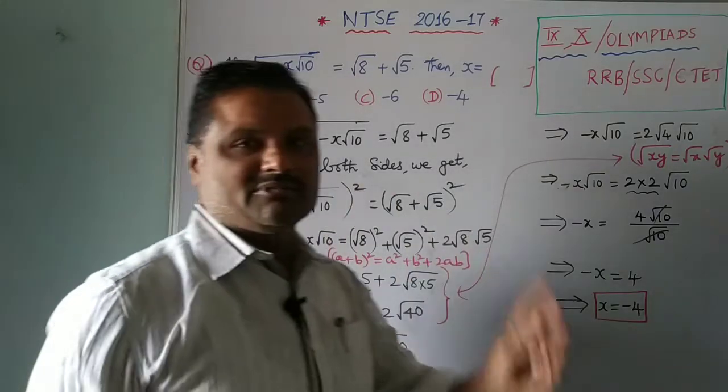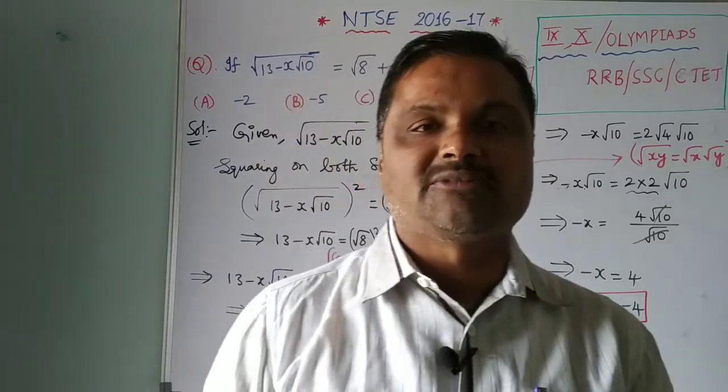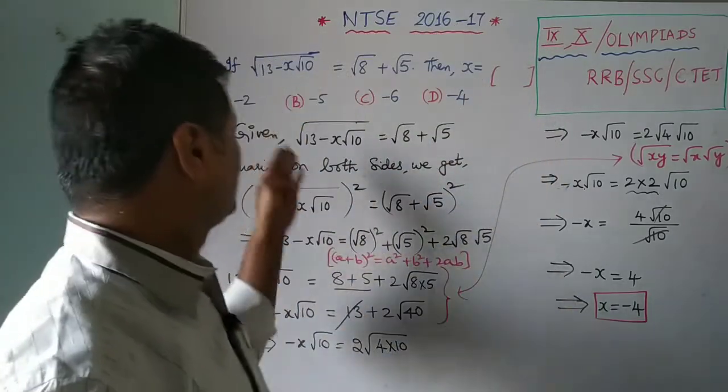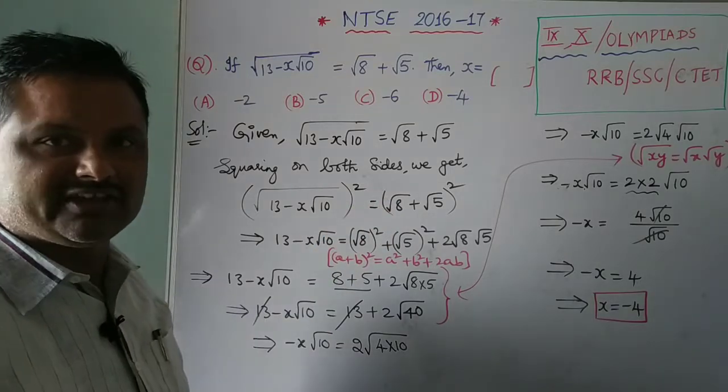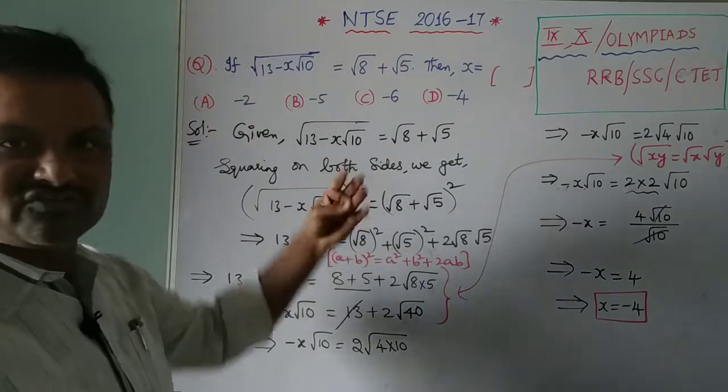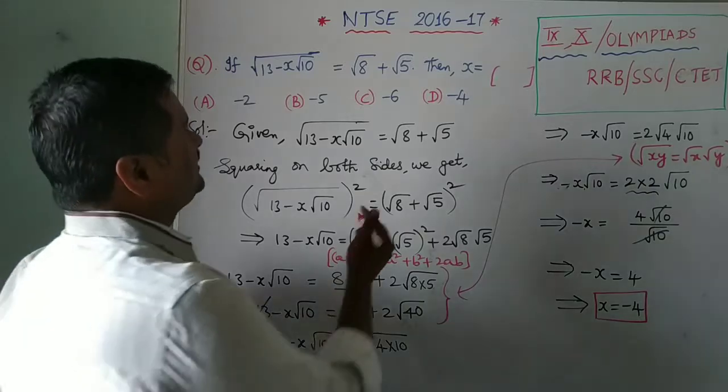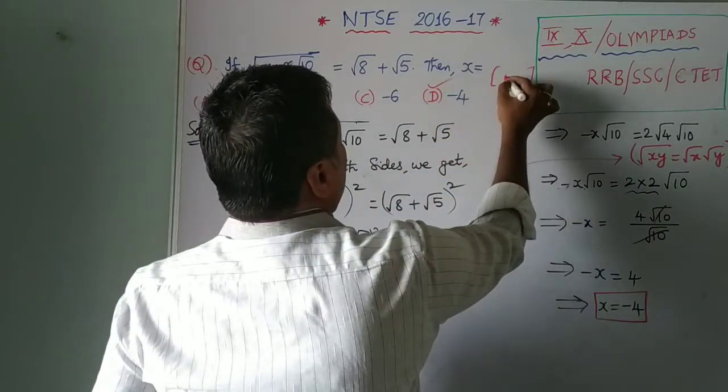Just please remember, especially math or non-math students, whenever you have the variable x under the root, you have to do squaring on both sides to get rid of the square root. So finally, D is our option.